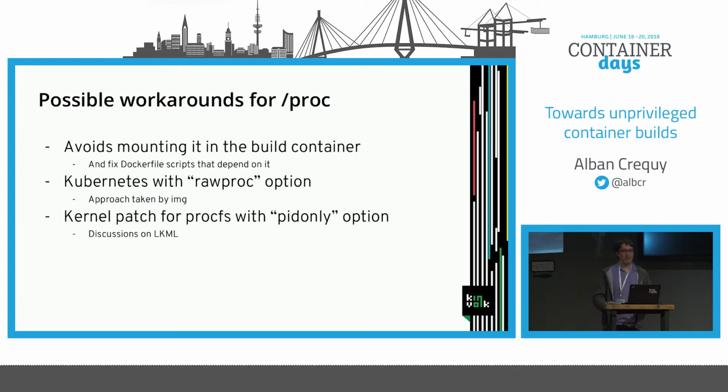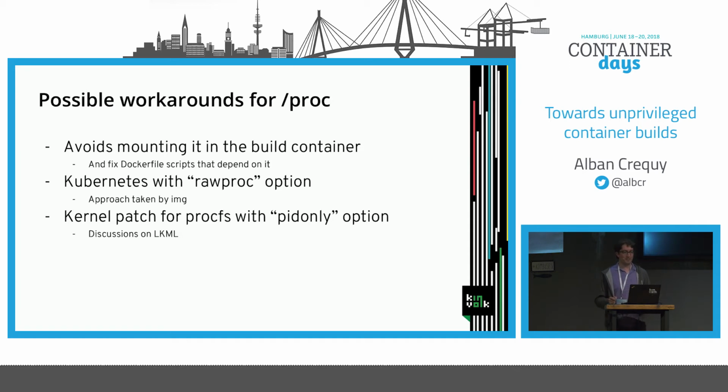So what can we do? There are different ideas to be able to have our build container. You could try to avoid mounting /proc in the first place. I'm sure there are plenty of Dockerfiles that don't really need that, so maybe we can just not do it and fix any Dockerfile that needs a /proc to do things differently.